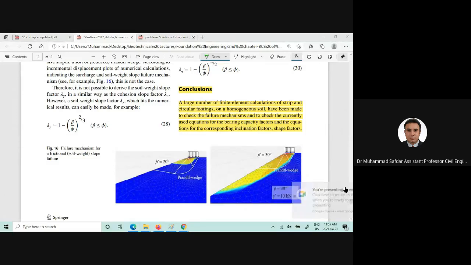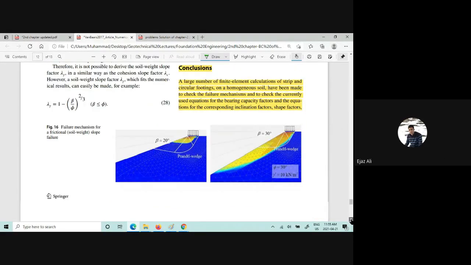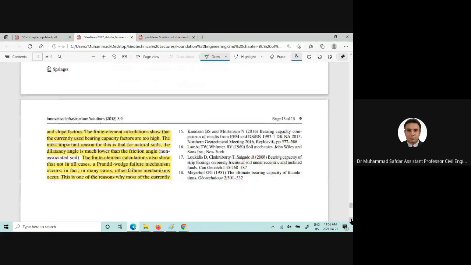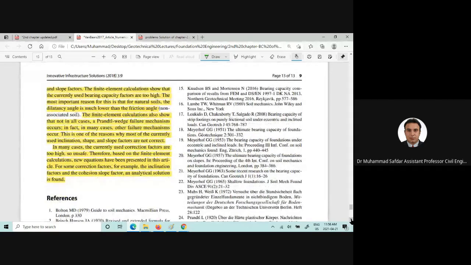Okay, sir. A large number of finite element calculations of strip and circular footings on a homogeneous soil have been made to check the failure mechanism and to check the currently used equations for the bearing capacity factors, inclination factors and shape factors. Okay, so different factors were investigated, and they were changed. Now, slope factors, now the FEM calculations. So you can start with the finite element calculations.